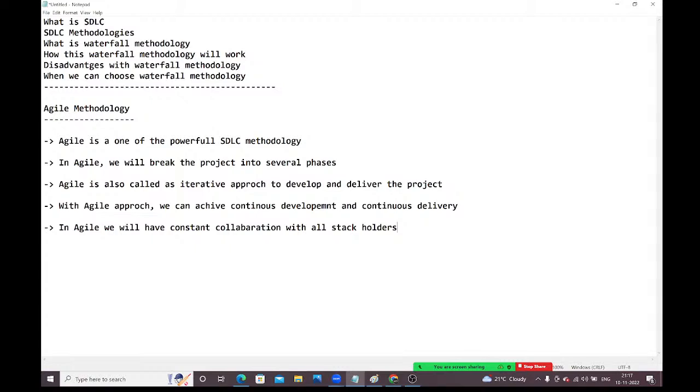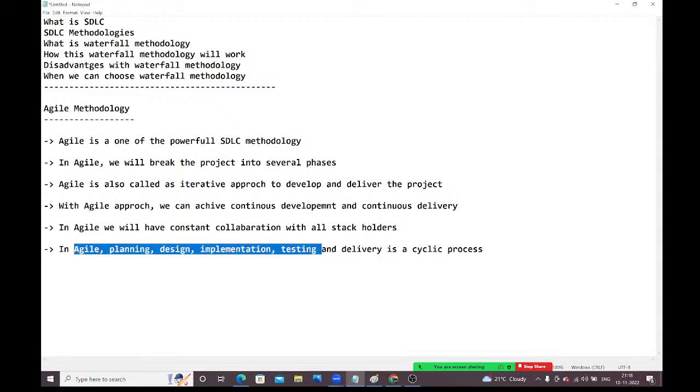See, guys, in Agile: planning, design, implementation, testing and delivery. Testing and delivery is a cyclic process. But in waterfall, it is a step-by-step process. In Agile, this is a cyclic process, guys.